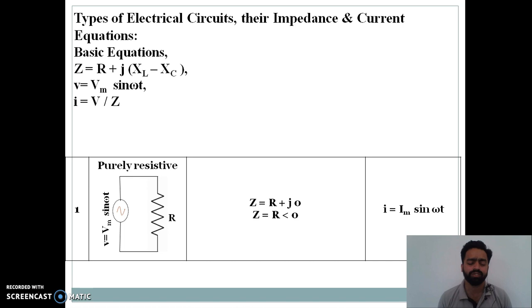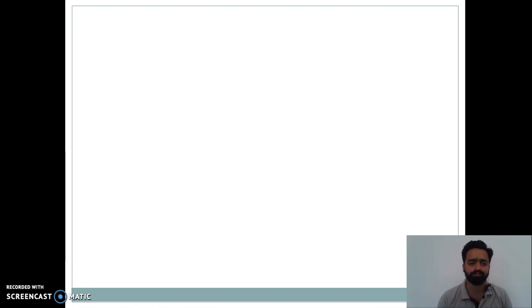Im angle 0 in fundamental form is I is equal to Im sin omega t. So as the voltage equation is V is equal to Vm sin omega t, and the current equation is I is equal to Im sin omega t, the phase angle phi is 0. That means current and voltage remain in phase. And such a case is only applicable to an incandescent bulb. An incandescent bulb is an example of a purely resistive circuit.